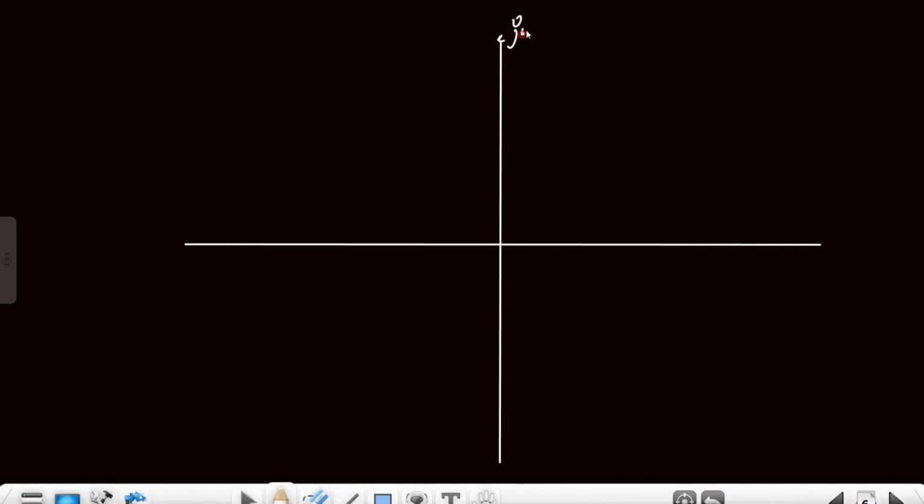So this is j omega, this is sigma. One pole is lying here, that is 2, and one pole is lying here, that is minus 1, and the zero is lying here at minus 3. Now the breakaway point lies somewhere here. This is the point, we can write like this, 0.162 is the breakaway point, and the value of k at the breakaway point is 0.675.